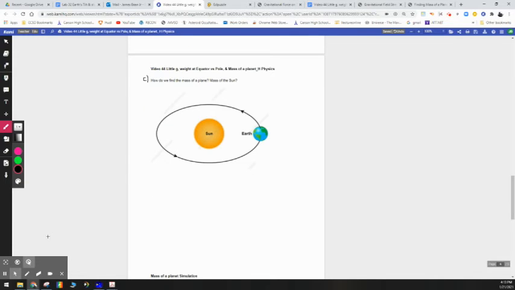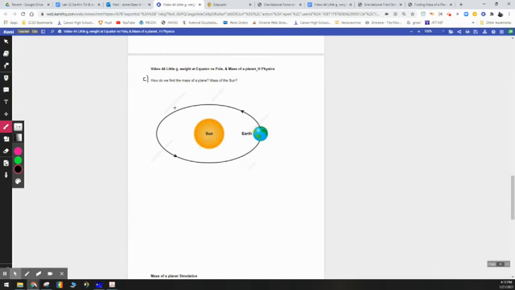All right, so part C. How do we find the mass of a planet, or how do we know what the mass of the Earth is, or even the mass of the Sun? All right, so let's take a look at this. In the next unit, we're going to be getting into planetary motion.